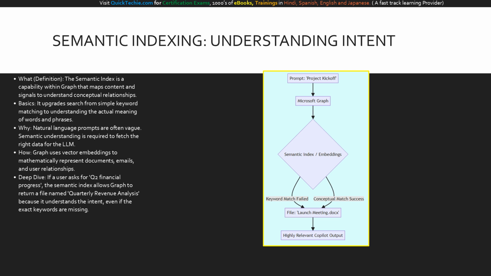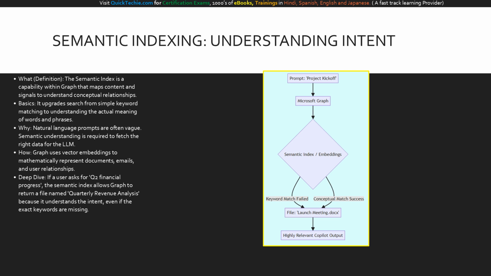Security is paramount, but Graph also drives Copilot's intelligence through a feature called the semantic index. Historically, enterprise search relied on exact keyword matching. If you didn't type the exact file name, you wouldn't find it. Microsoft Graph changes this by building a semantic index that maps content and user signals into a sophisticated graph structure. It uses vector embeddings to represent documents, emails, and meetings in a way that captures their underlying conceptual meaning.